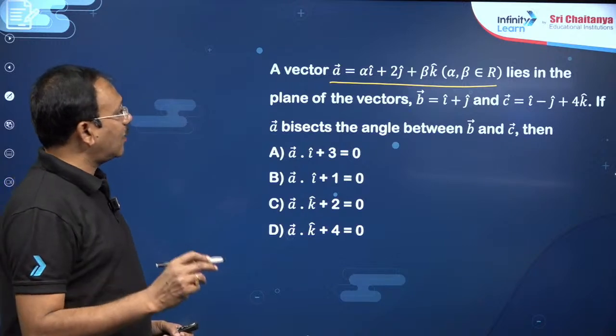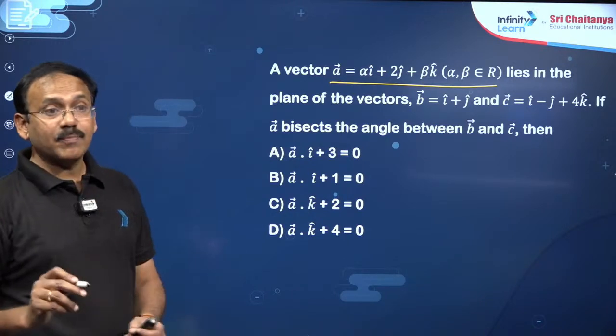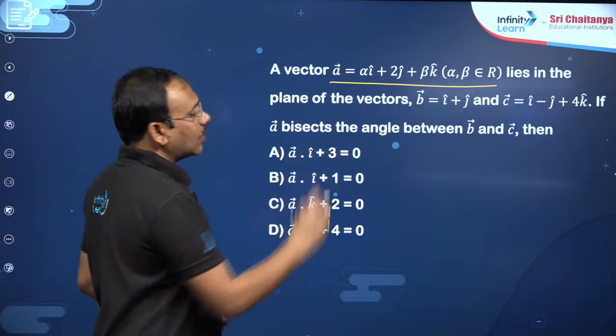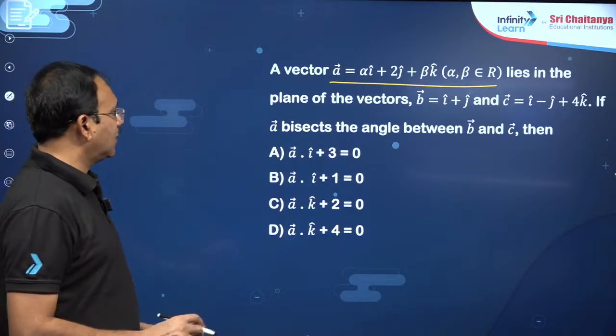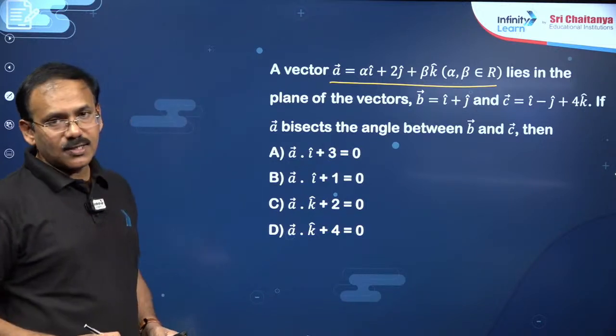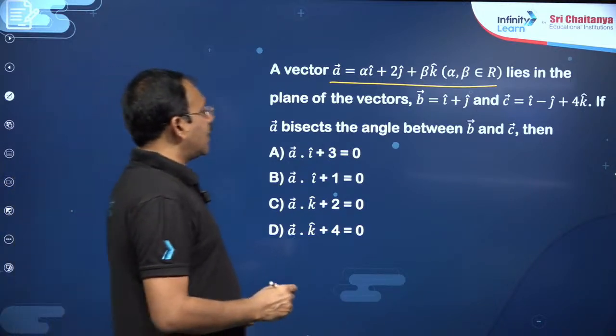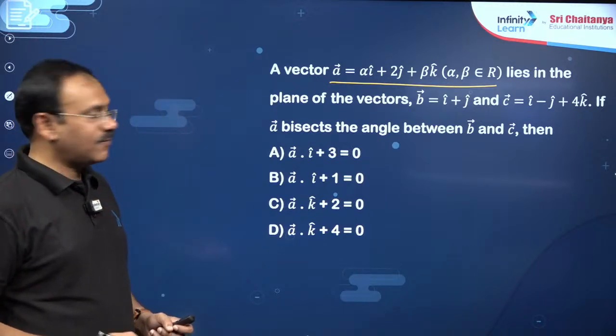A bar lies in the plane of the vectors. He didn't say that points. Do remember, these 3 are coplanar. First point. You will get a relation connecting alpha and beta. Second, if A bar bisects the angle between B bar and C bar, so A bar is along the angular bisector of B bar and C bar. You can also do that, my dear friends.